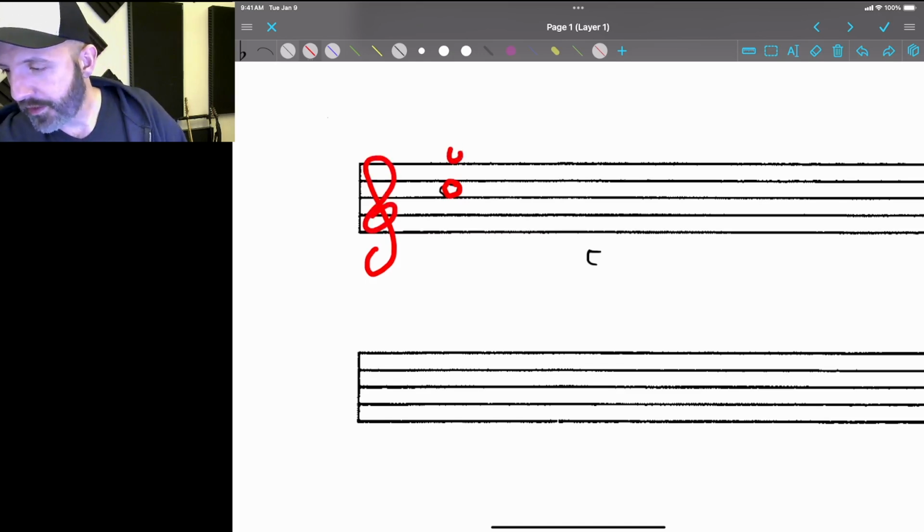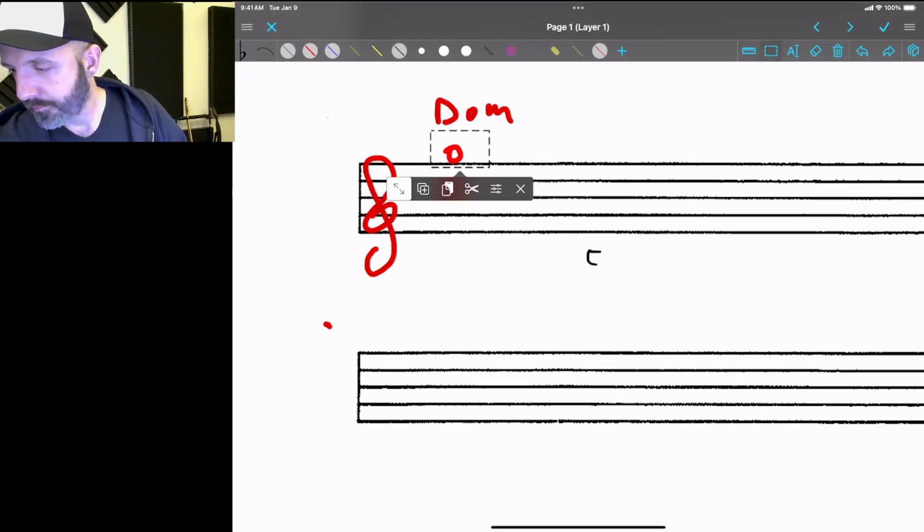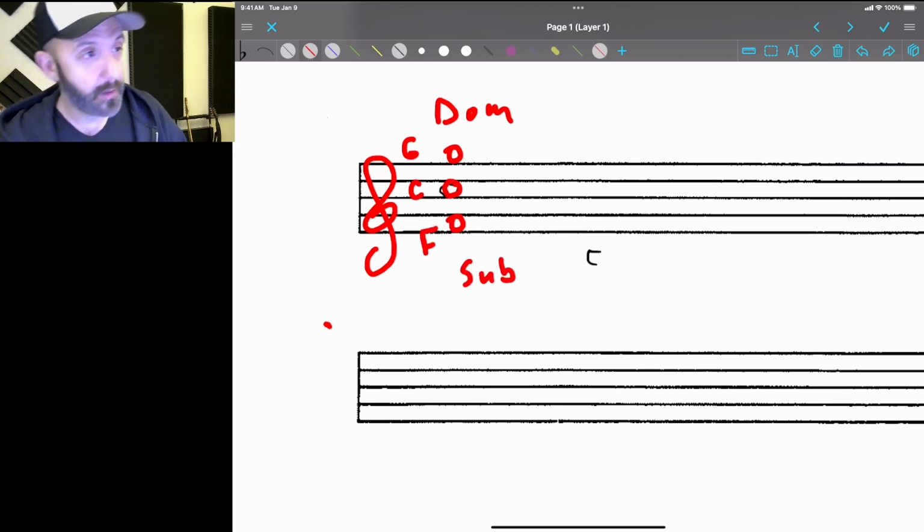So a fifth above, so that's 1, 2, 3, 4, 5. This is the dominant. Now, if I were to take this same thing and go the same distance below it, that is going to be F. So we got a C, we got a G, we got an F. So F is the subdominant.